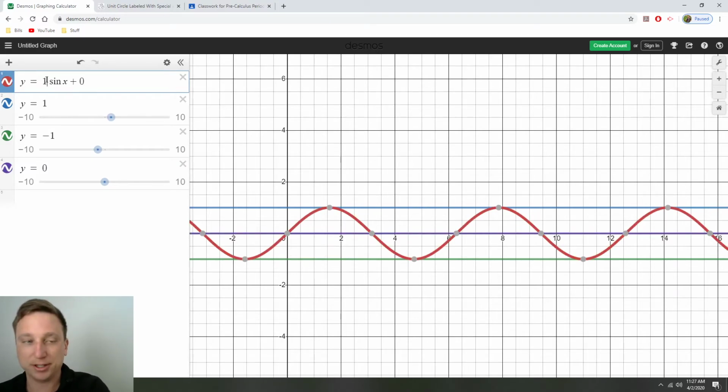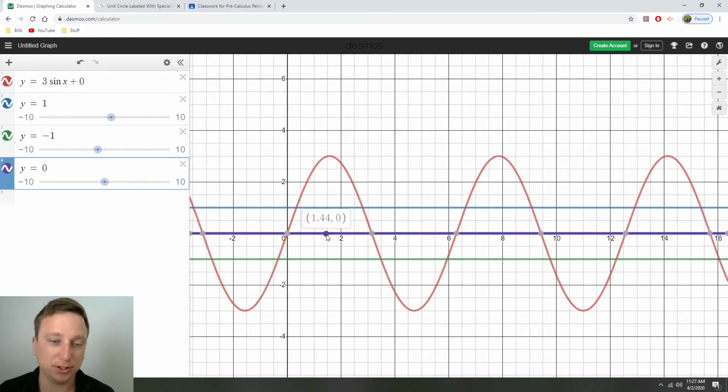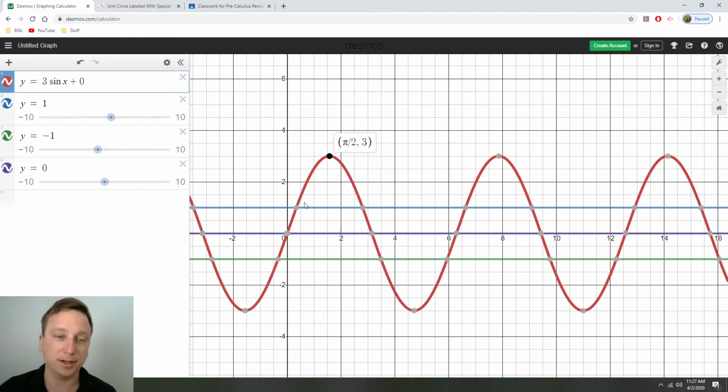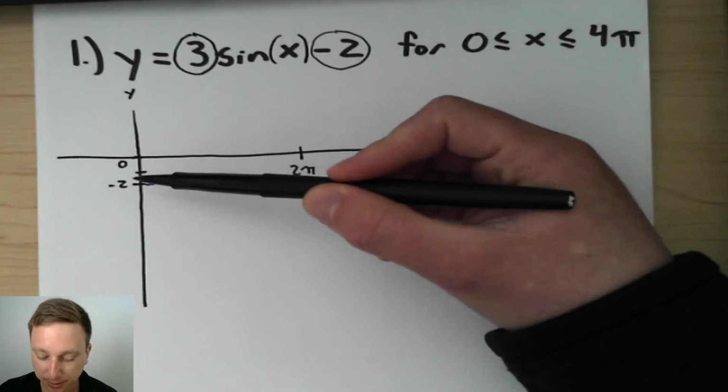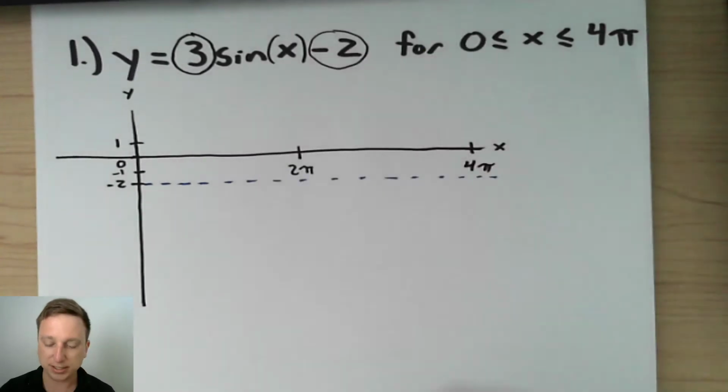There's a 1 there. We just don't write it. When we change it to a 3, it changes that amplitude now to being 3 units above the principal axis. So I need to mark 3 units above -2. So 1, 2, 3, positive 1.